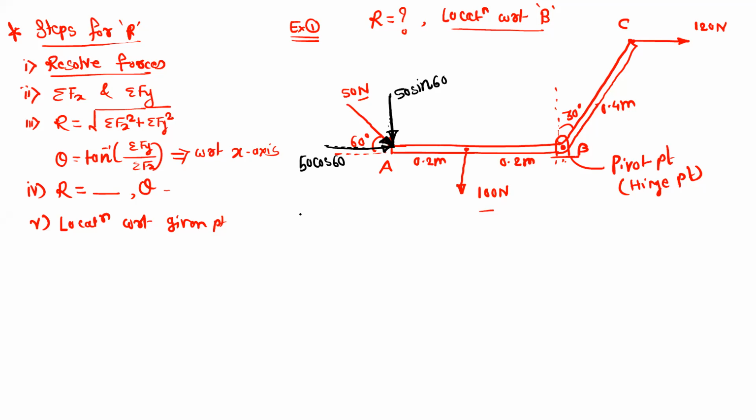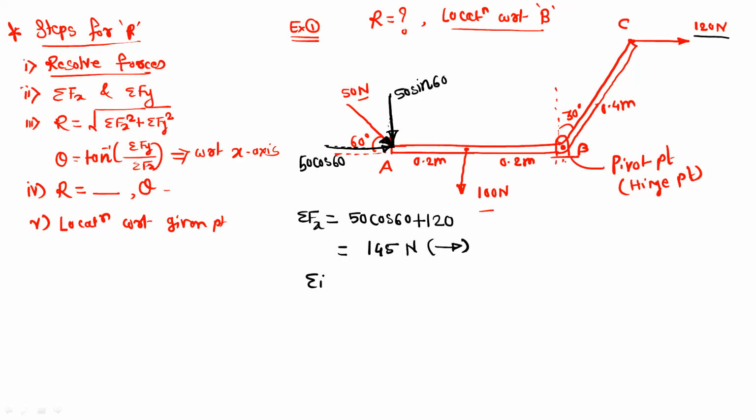So the second step is we have to find out summation Fx. That is equal to 50 cos 60. There is no component of 100 Newton in the x direction, so we only consider this 120, plus 120. So we will get this answer as 145 Newton. As it is positive, that means it is in the positive x-axis.